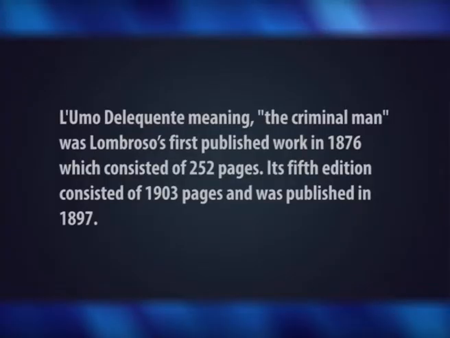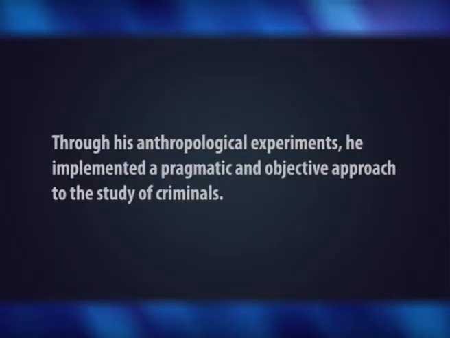L'uomo delinquente, meaning the criminal man, was Lombroso's first published work in 1876, which consisted of 252 pages. Its fifth edition consisted of 1903 pages and was published in the year 1897. Lombroso employed scientific methods to explain criminal behavior by shifting the importance from crime to criminal. Through his anthropological experiments, he implemented a pragmatic and objective approach to the study of criminals.